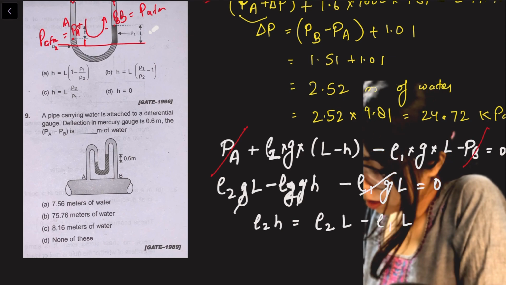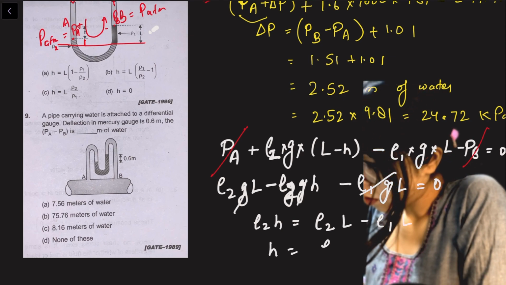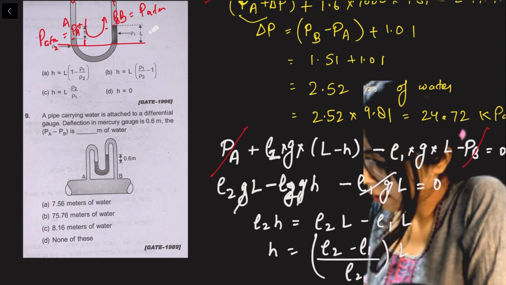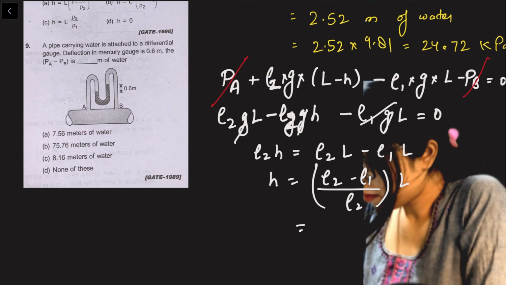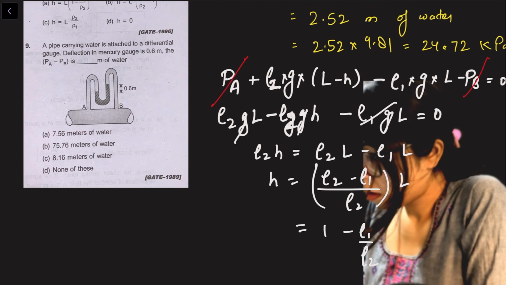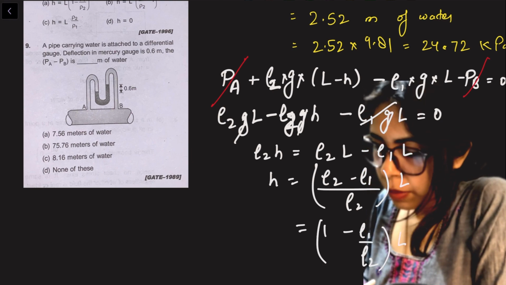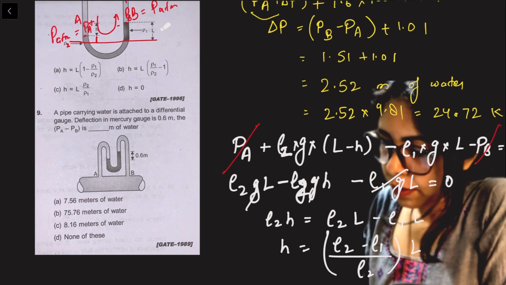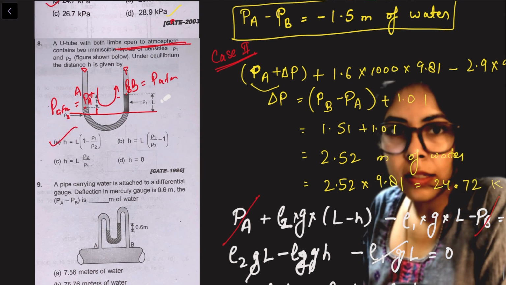L I will take common. H is nothing but rho 2 minus rho 1 upon rho 2 into L. So that becomes 1 minus rho 1 upon rho 2 into L. So 1 minus rho 1 upon rho 2 into L is answer A. So question 8 is having answer A, right?